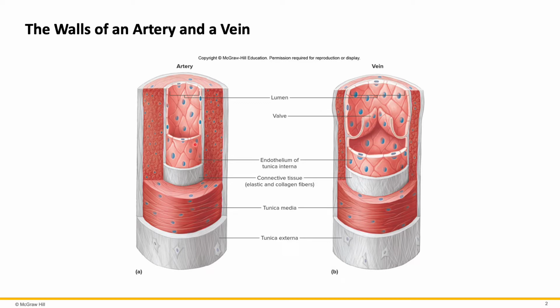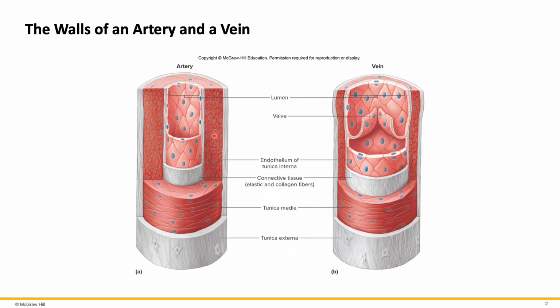Tunica interna is made of simple squamous epithelial cells. They make up a smooth surface for the blood so they could easily flow. The difference between artery and vein is that in the tunica interna of vein, you also find these flap-like structures which serve as a valve. So medium to large veins may have valves as well, while arteries do not have valves.